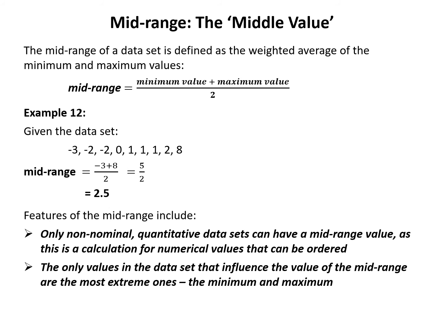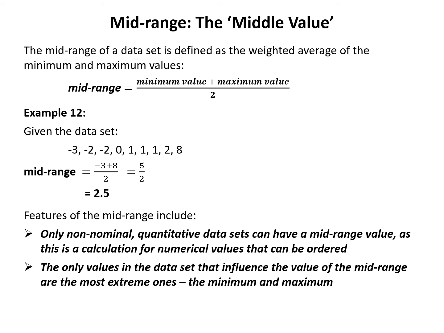Finally, we look at the mid-range. The mid-range of a data set is defined as the weighted average of the minimum and maximum values. And the formula is mid-range equals minimum value plus maximum value, all divided by 2.